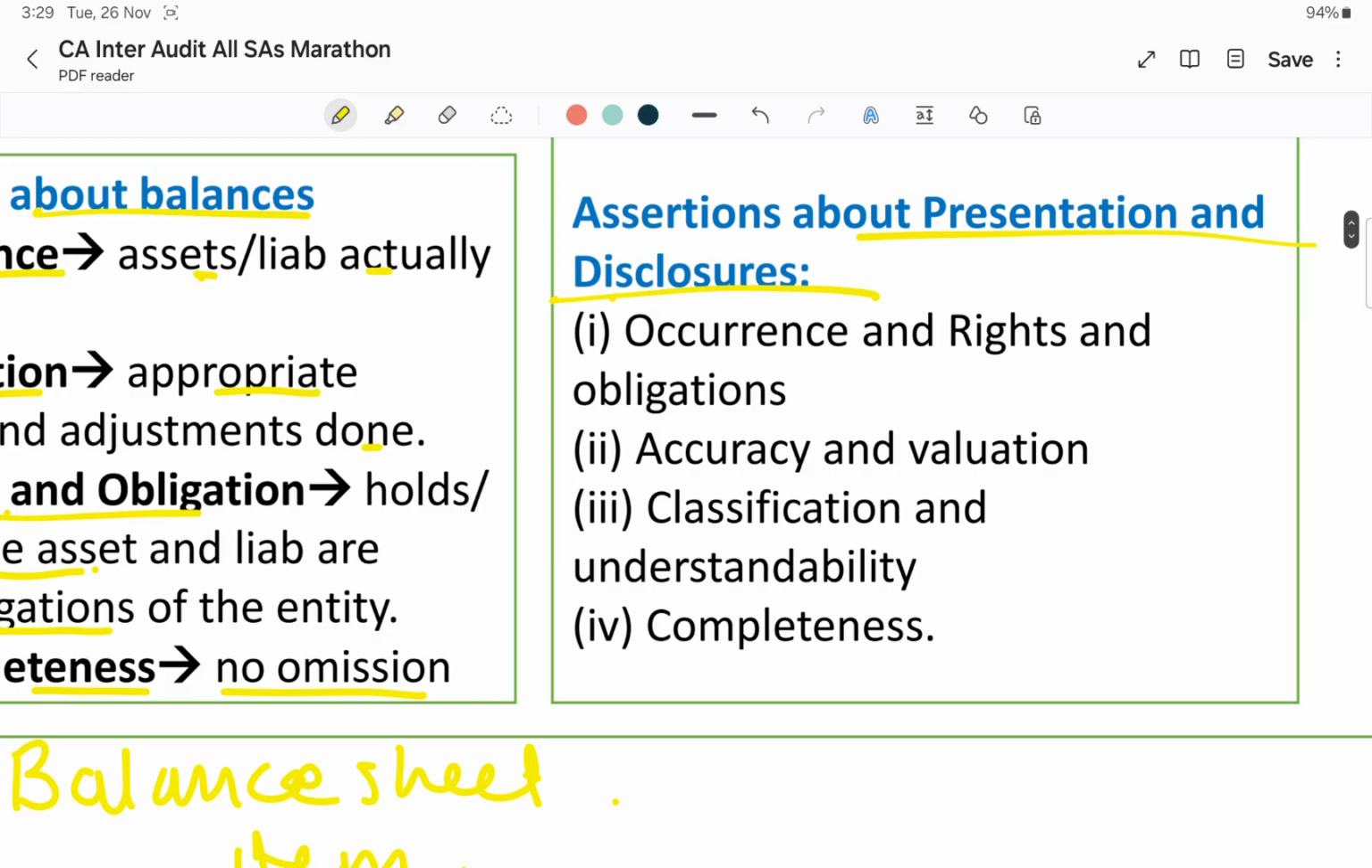Assertion about the presentation and disclosure: occurrence and right and obligation, accuracy and valuation, classification and understandability and completeness.